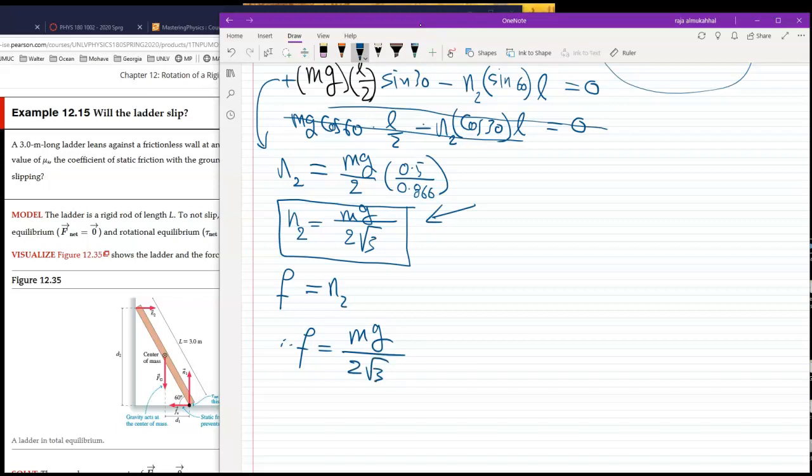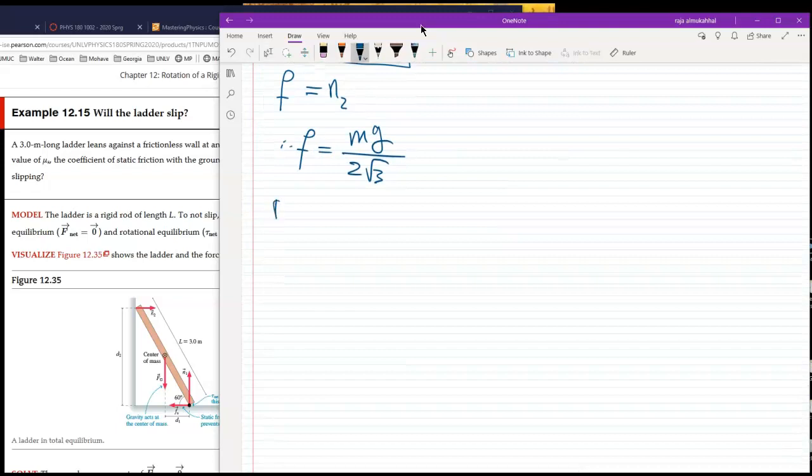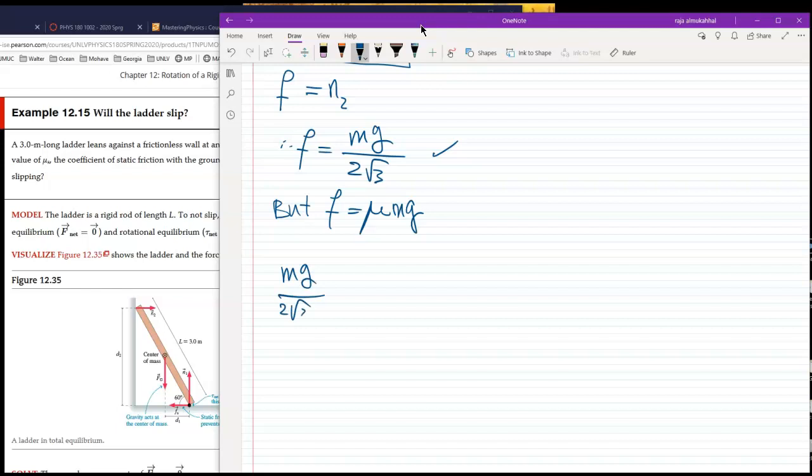But the friction is equal to mu mg, right? That's the standard formula for it. So plug it back in here. So that's going to be mg over 2 square root of 3 equals mu mg. And the mg cancel out. And therefore, the mu value becomes equal to 1 over 2 square root of 3. You work it out, you're going to end up with 0.29.